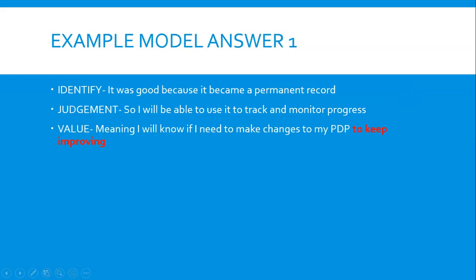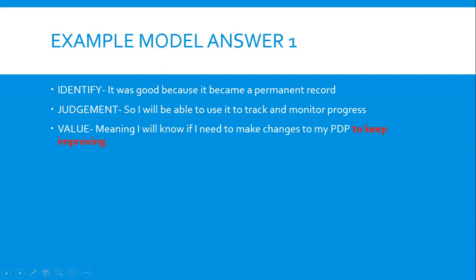So some of the examples that you gave were really good, but I just want to give you a few key points to think about when you're doing them, just to make sure that it's cementing in your mind what you need to be saying. So a lot of you used this example answer in your exam quiz there, and it was good because it became a permanent record. Everybody got that right.